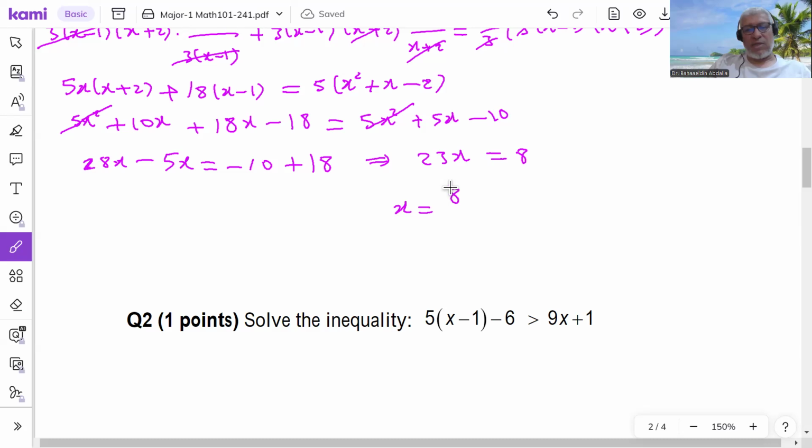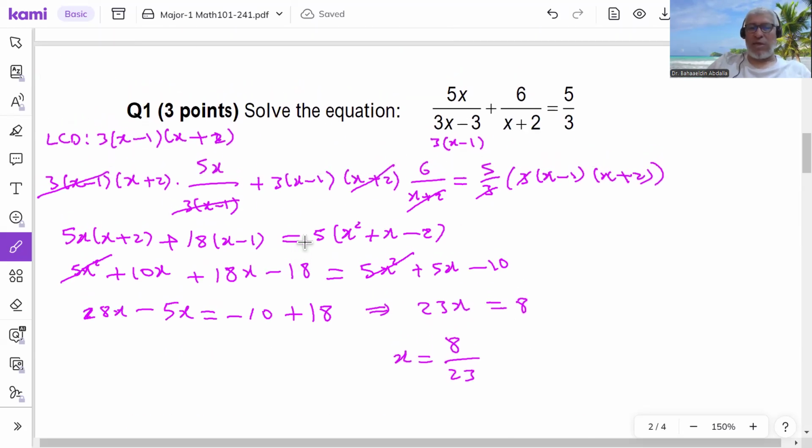So finally, x is 8 over 23. Well, I have no problem with 8 over 23. It doesn't make any denominator 0. So this is the solution.